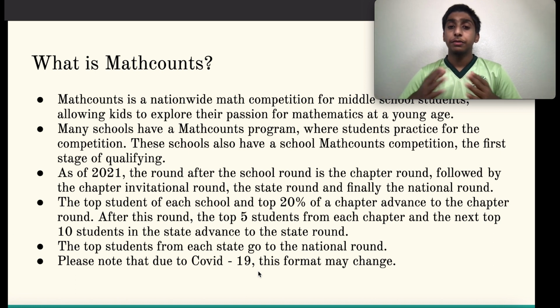The top student of each school and the top 20% of a chapter advance to the chapter round. After this, the top 5 students from each chapter and the top 10 students in the state after these top 5 students advance to the state round. The top students from each state go to the national round.